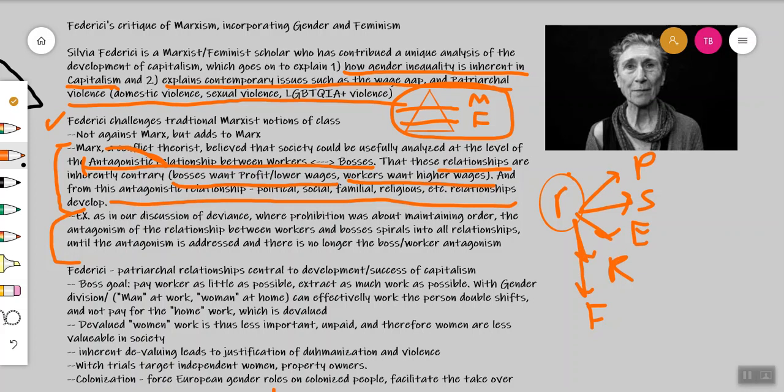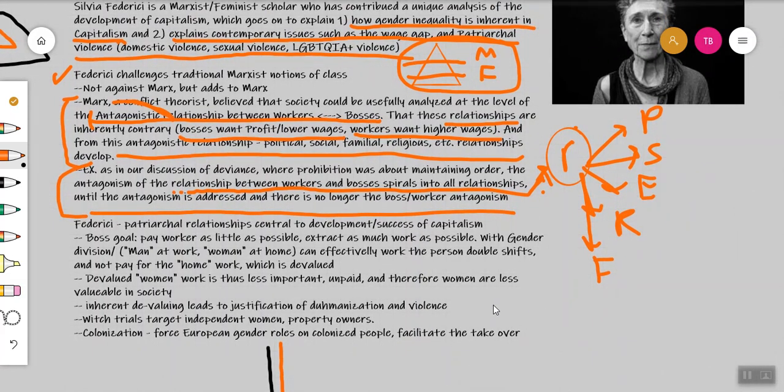So by closing down the bars, by getting rid of alcohol, there was a hope of maintaining the order or the interests of the boss. That's one aspect of it. And essentially then, if we were to take this further, that is a specific example, Marx would argue, and most conflict theorists would argue, that the relationship between workers and bosses spirals into all relationships, like we had here. So Federici explains this in a deeper way by saying the patriarchal relationships, and like we set up here, masculine better than feminine, were what made all this possible.